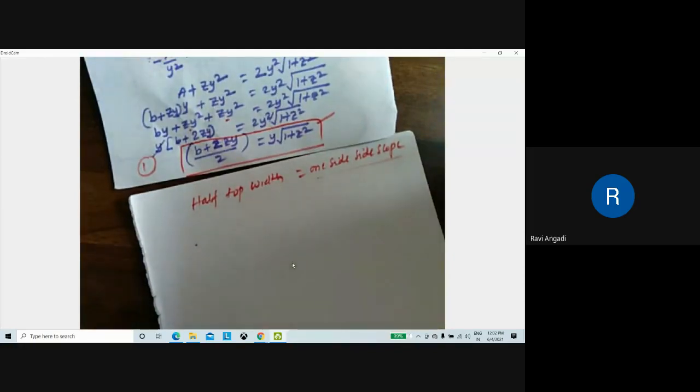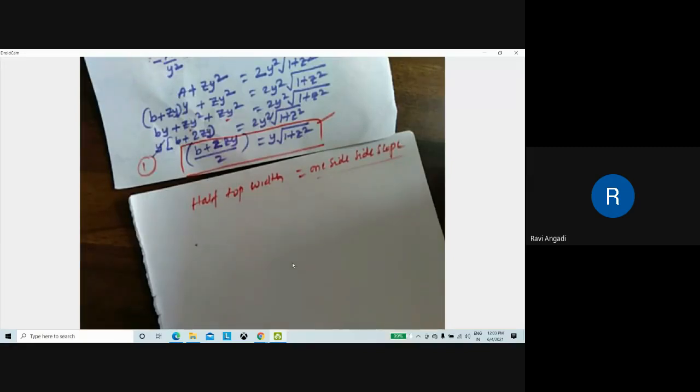In a rectangular channel, what was the first condition? Can anyone tell? b equal to 2y. Yes, base equal to 2 times the depth. And the hydraulic radius also we obtained there. Yes, sir. In a similar way we have to get the hydraulic radius here also.